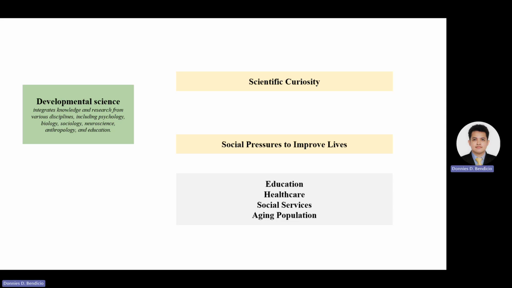Scientific curiosity about human development has been a primary driver of this field. Researchers are naturally inquisitive about how and why people change and grow over time. For example, cognitive psychologists might study how memory and problem solving skills develop in children, while neuroscientists might investigate changes in brain structure and function across the lifespan.